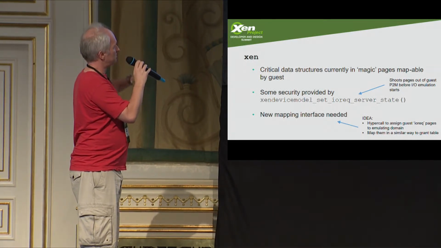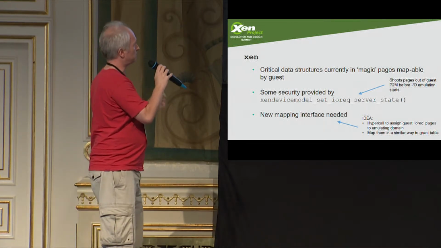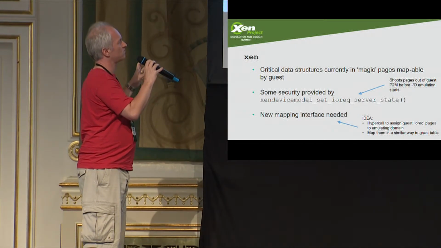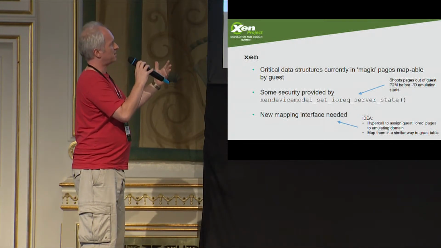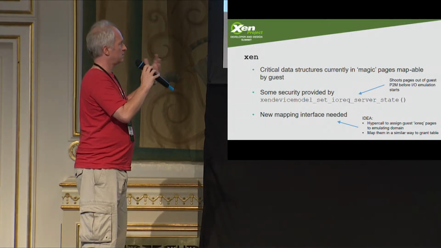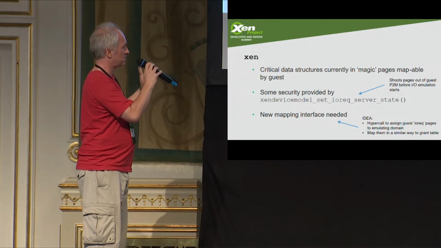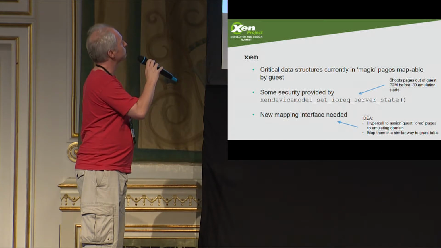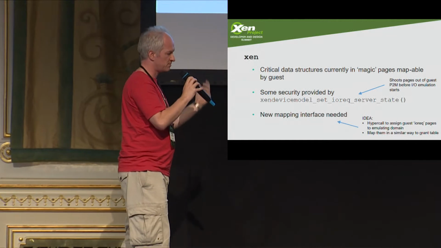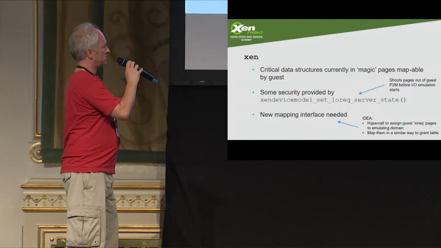We have some security provided by the XenDeviceModel ioreq server state in the fact that once that call is made, the pages are removed from the VM's P2M, therefore they're no longer mappable. The idea is that when emulation is actioned, the guest can't map at that point. So whilst the guest can map them in certain cases, it can't do any damage to a running emulator. However, there are problems with migrate where those pages have to be inserted back into the P2M so they can be migrated to the far side and then removed again. It's a bit awkward. It's not a great way of doing it.